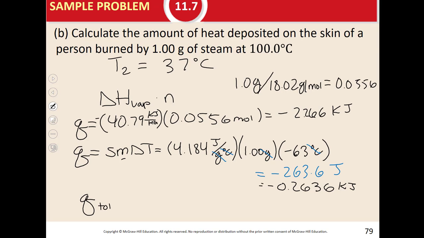So Q total. Getting negative 2.53-ish kilojoules. So that's the amount of heat that was deposited. Well, the amount, we would just leave off the negative.